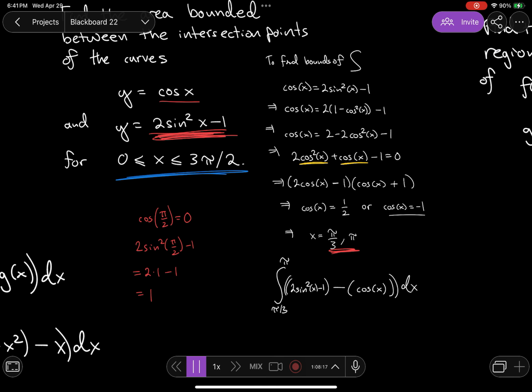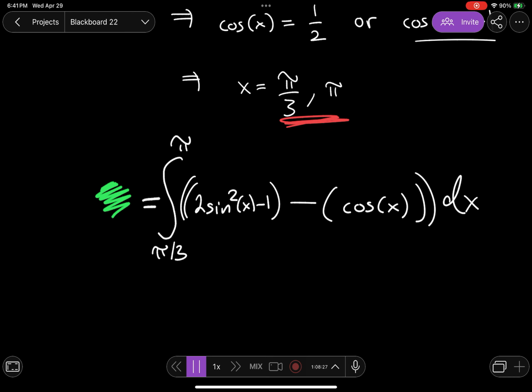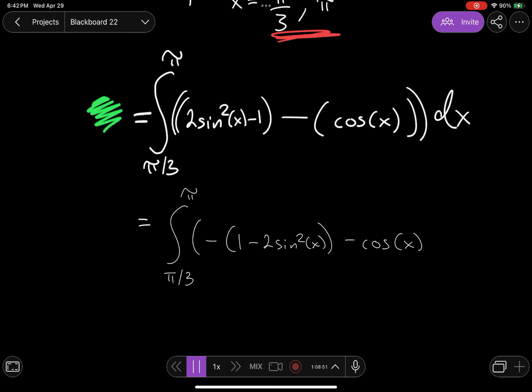We need this area. So the question asks for an area. We just found an integral expression for that area. And I am actually right now realizing that, I guess there's a few ways I can do this. Here's what I'm going to do. This is the same thing as the integral from pi thirds. This one might be a little tricky, so I'll go through the work here with you guys. Of negative 1 minus 2 sine squared of x minus cosine of x dx.